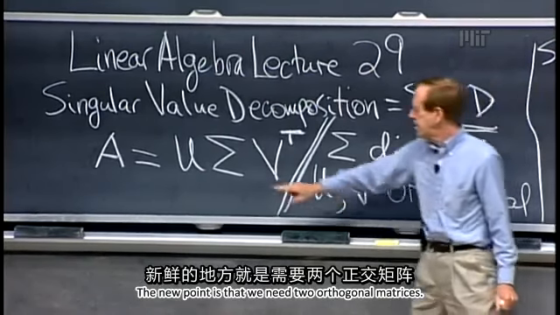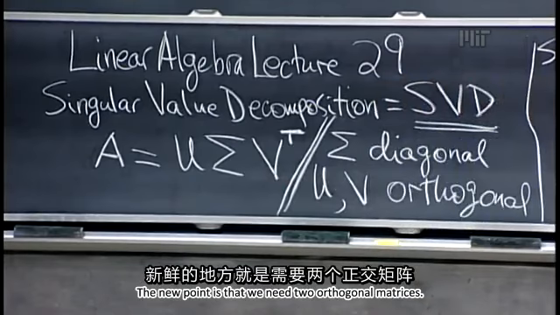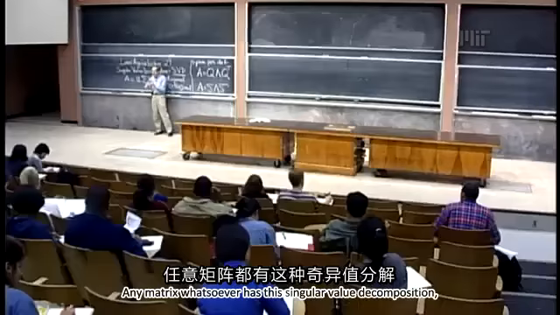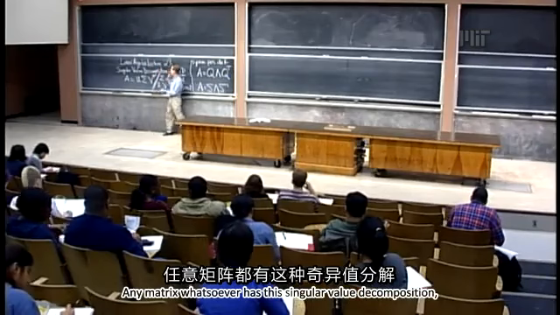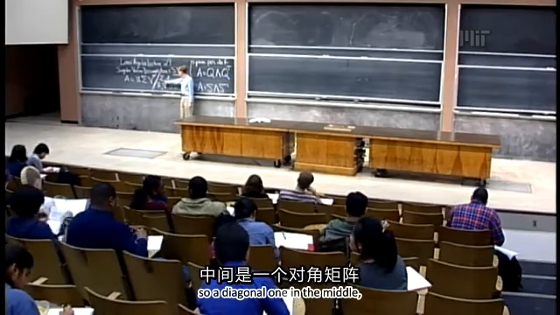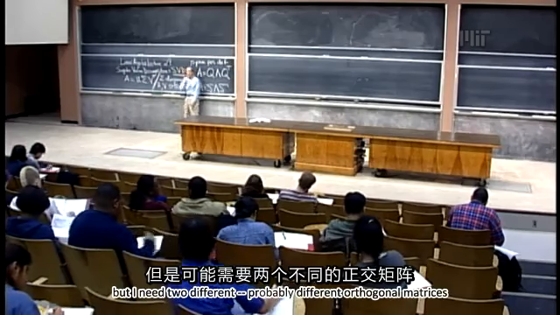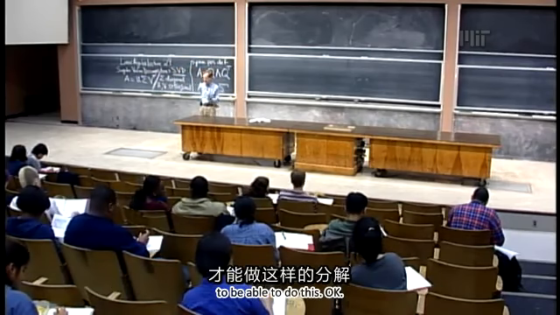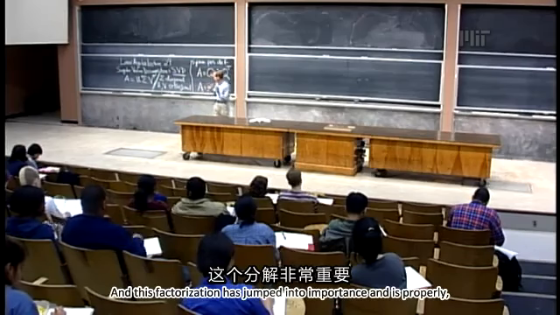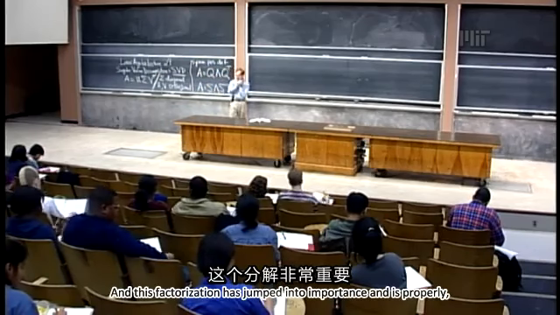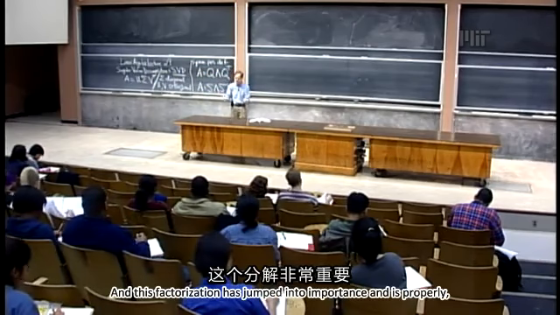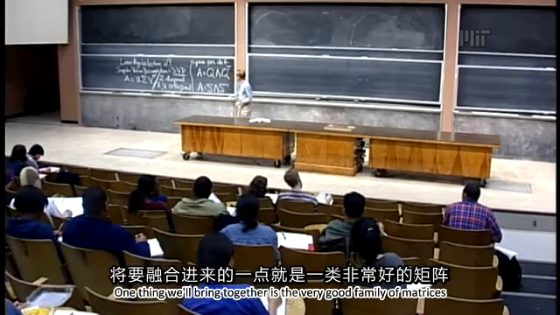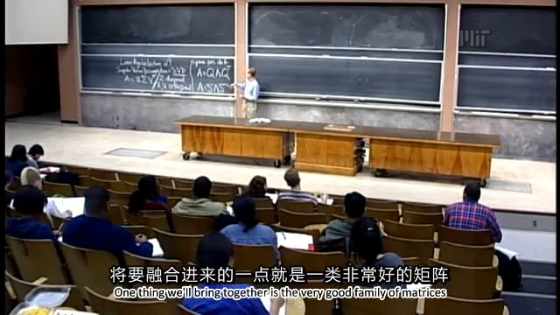The new point is that we need two orthogonal matrices. A can be any matrix whatsoever. Any matrix whatsoever has this singular value decomposition. So a diagonal one in the middle, but I need two different, probably different orthogonal matrices to be able to do this. Okay, and this factorization has jumped into importance and is properly, I think, maybe the bringing together of everything in this course.